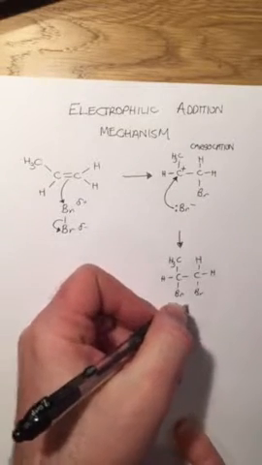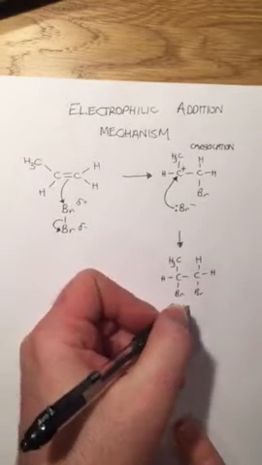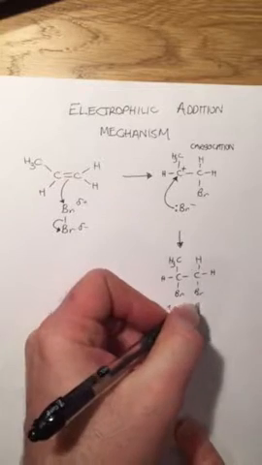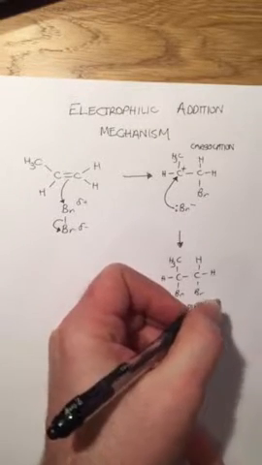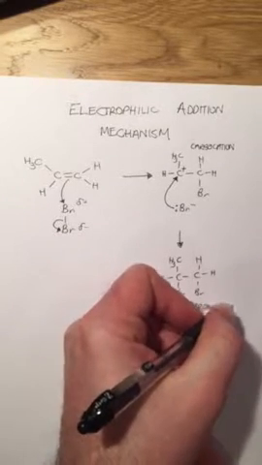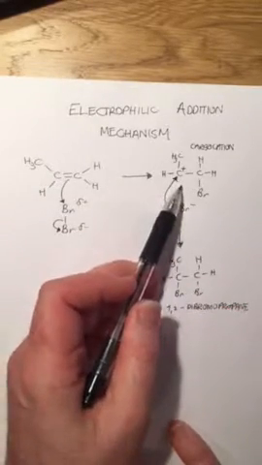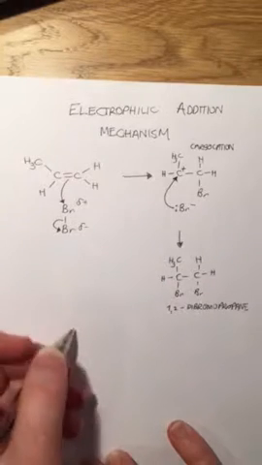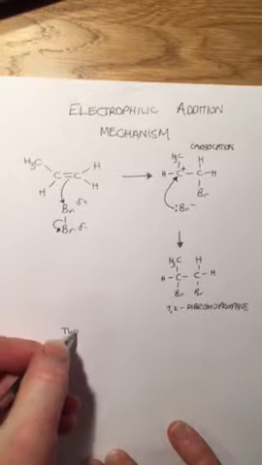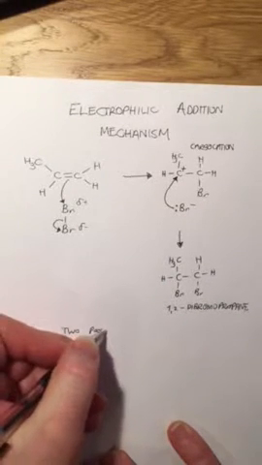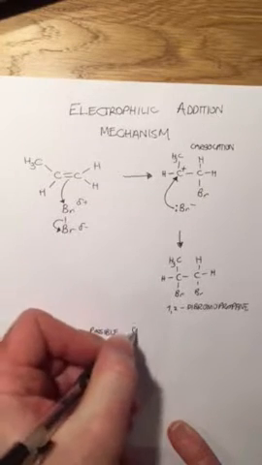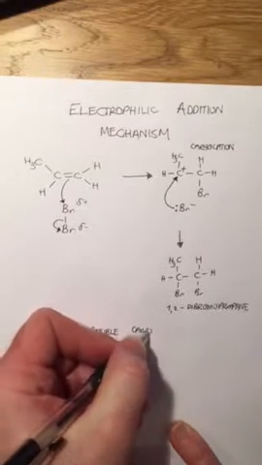Now, what we haven't discussed in this mechanism is the intermediate, this carbocation intermediate. So, there were two possible carbocations I could have drawn. Why did I draw that one?